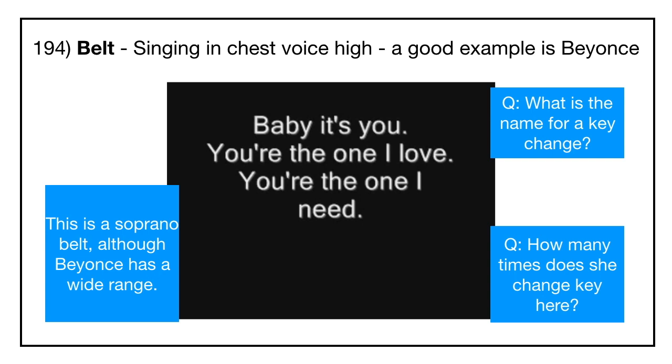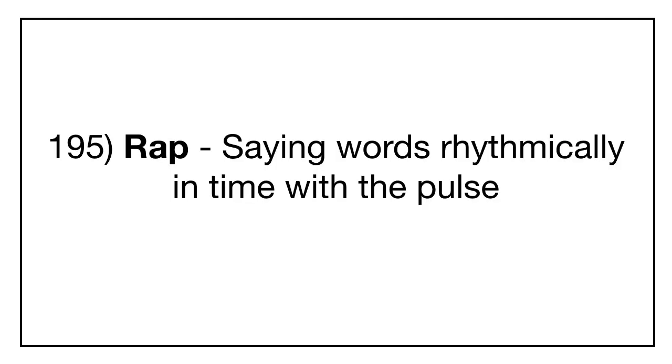Okay, so what's the name for a key change, which this song, Love on Top, has loads and loads of? The answer is modulation. And second question, how many times does she change key in this song? Well, you'll have to go and listen to the whole song, Love on Top, and try and work that one out. Okay. I don't think I need to tell you what rap is, but it might come up in your exam.